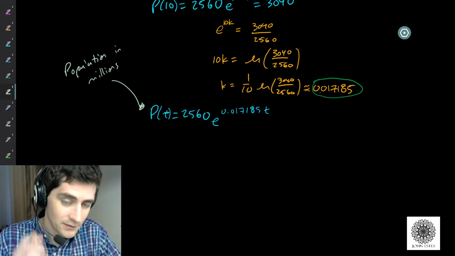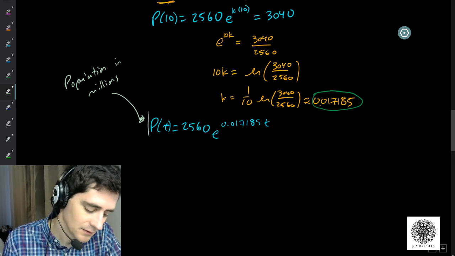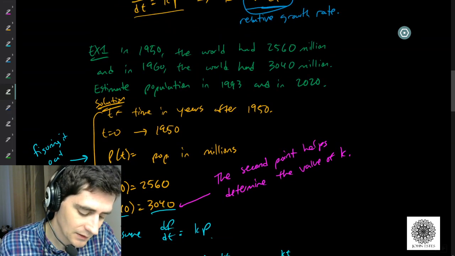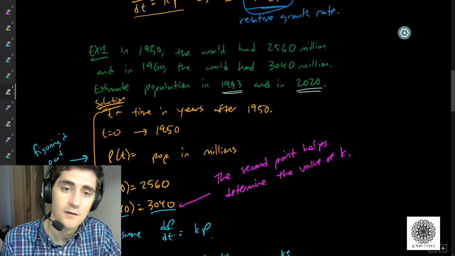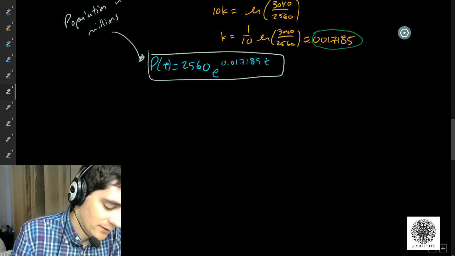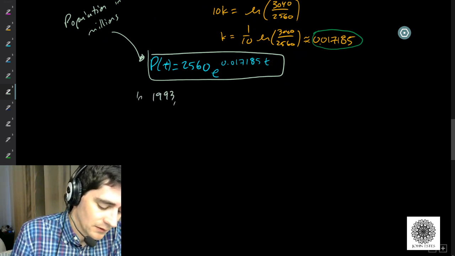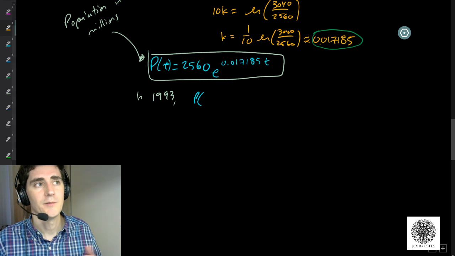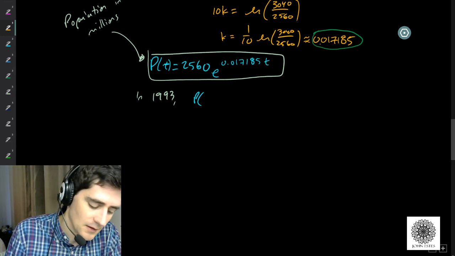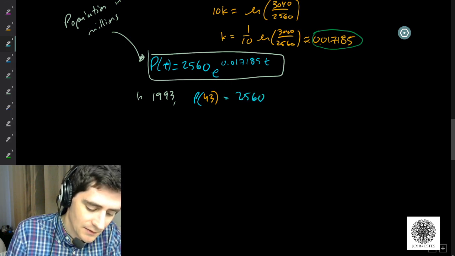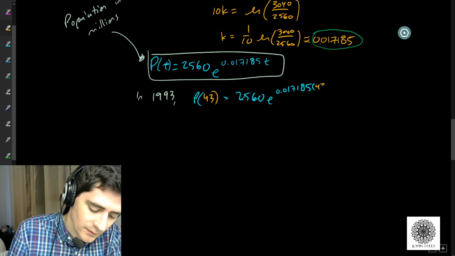Okay, now we didn't actually answer the question though, right? That's just the function that we needed. The question asked for, let me go back and look, population in 1993, the population in 2020. Okay, so then for 1993, we are looking for what value P of, well, 1993 is how many years after 1950? 43. So I'm plugging in 43 there. So I get 2,560 e^(0.017185 × 43).